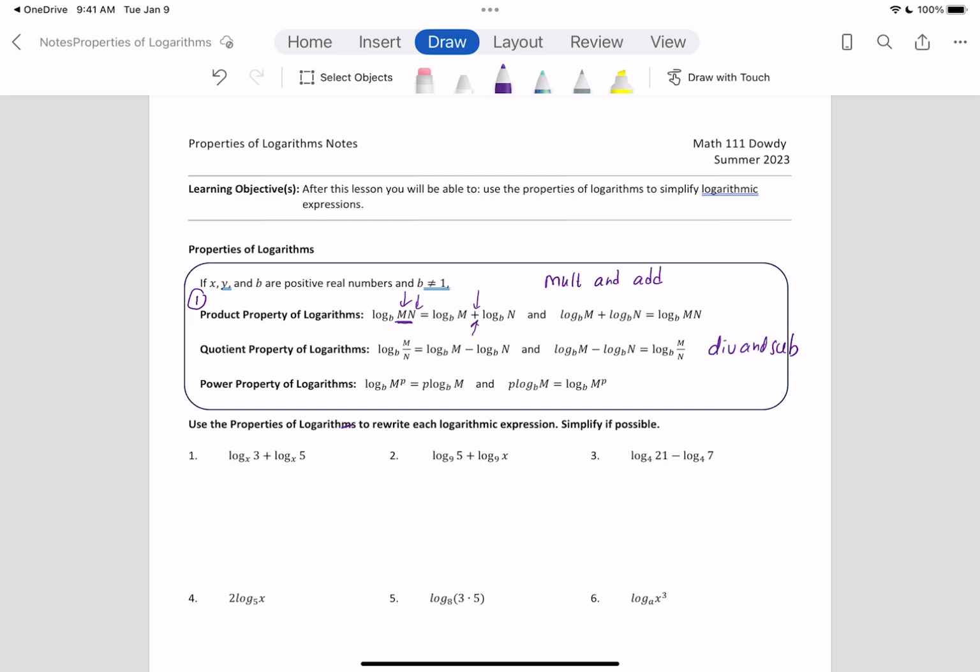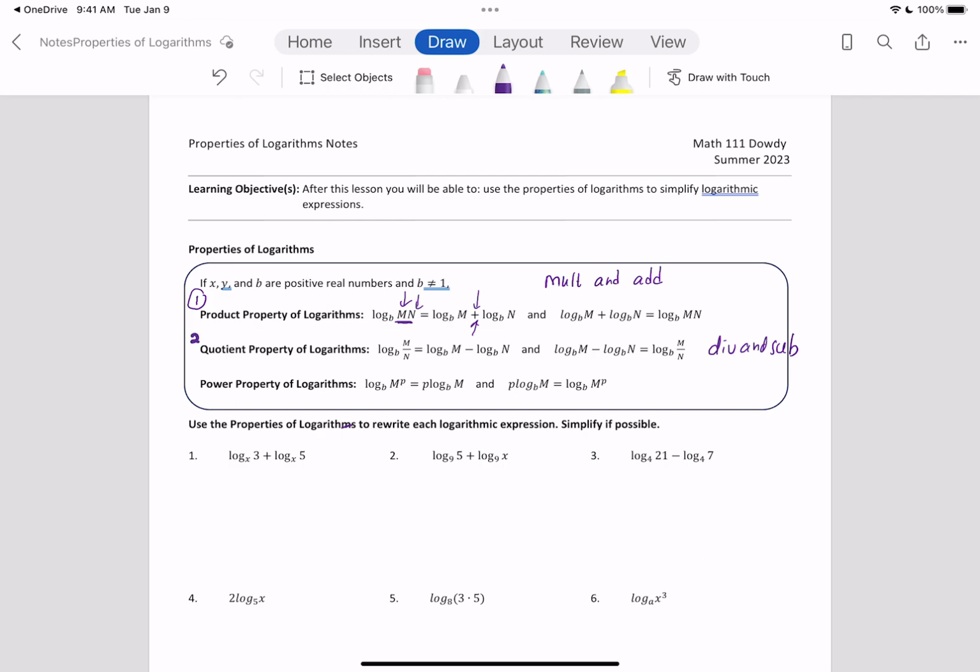Now the property works in both directions. So the second part, if you notice, it's the first one that we just talked about. All I did was pick it up and flip it over. So if we're given a sum, we can also write it as a product. So it works in both directions.